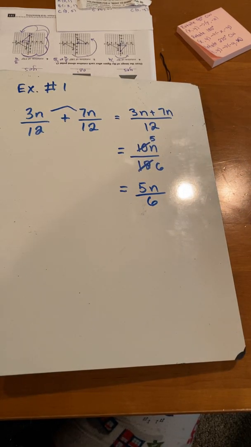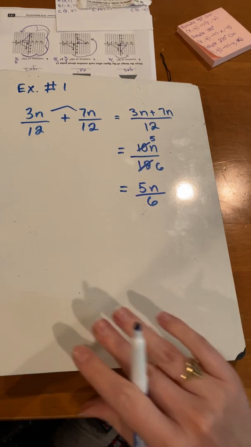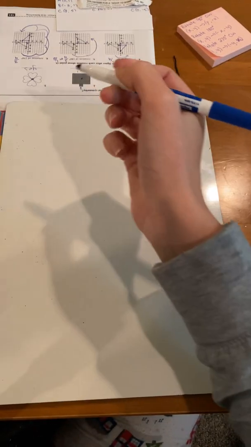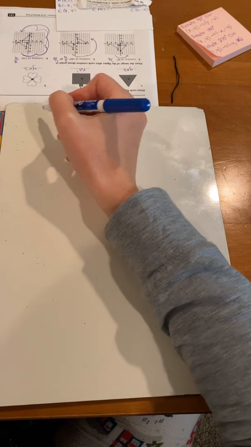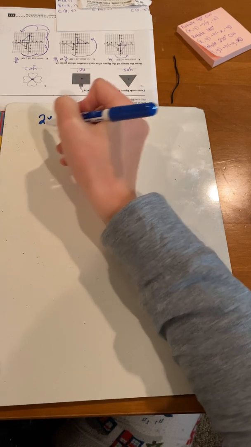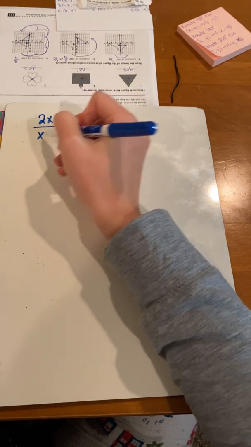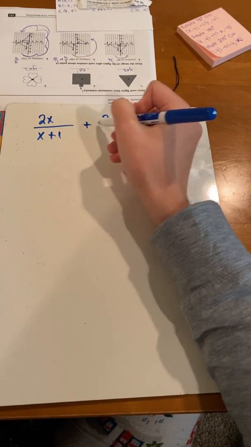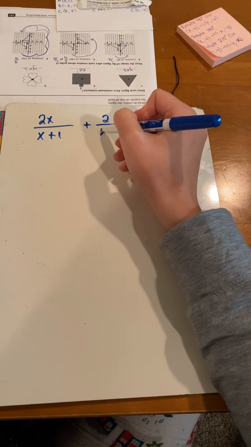Sometimes the denominators of rational expressions are binomials. As long as each rational expression has the exact same binomial as its denominator, the process of adding is the exact same. So let's look at example number 2, where we're just adding binomials with the same denominator. So we're told to find the sum of 2x over x plus 1 plus 2 over x plus 1.